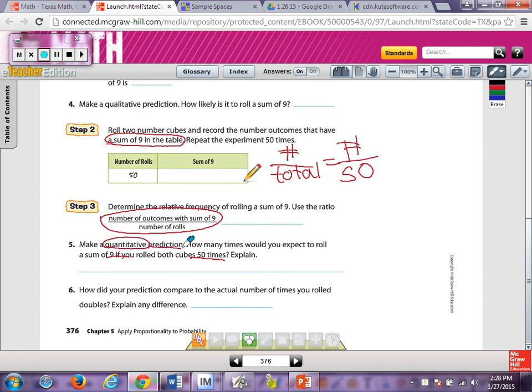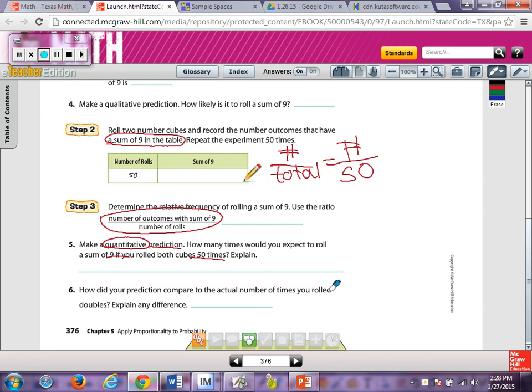Everyone's data is going to be different. Some people may have most of their rolls equal 9, whereas others maybe none to hardly any. It just depends on what you got during your experiment. So you can't answer these 2 questions without doing the actual experiment. Number 6, how did your prediction compare to the actual number of times you rolled doubles? Explain any difference. I think that's pretty self-explanatory there.